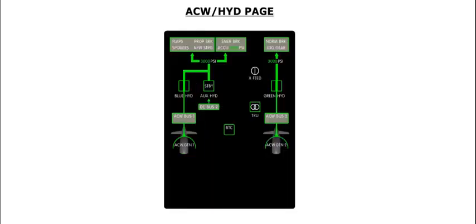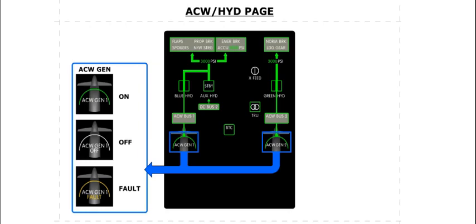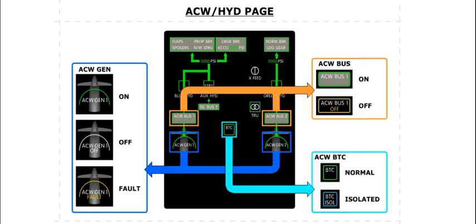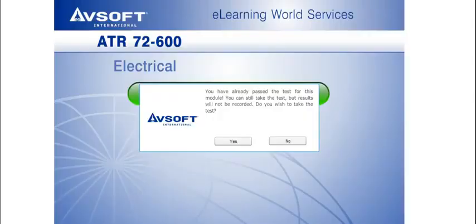The AC wild portion of the electrical system is on the MFD AC wild hydraulic page. This page displays the AC wild generators, buses, and BTC. You will notice that DC bus 2 and the TRU are represented as well. The convention used for the AC wild portion is similar to what was described previously. This concludes the electrical module.